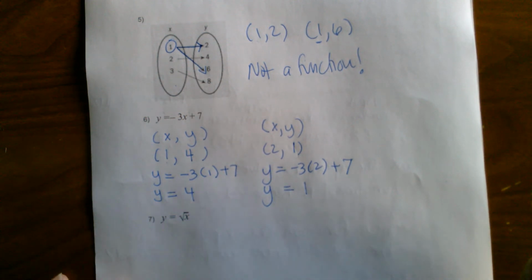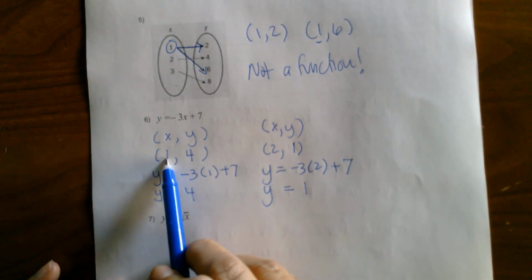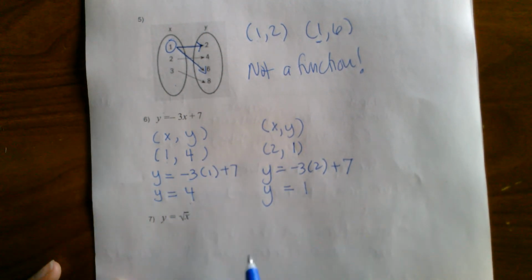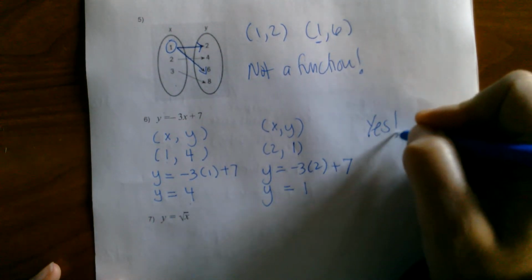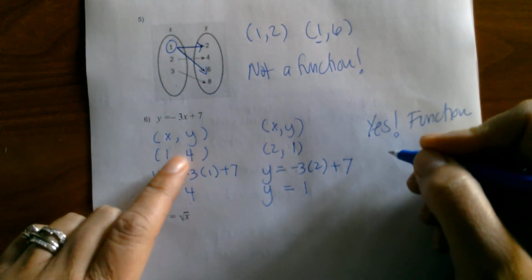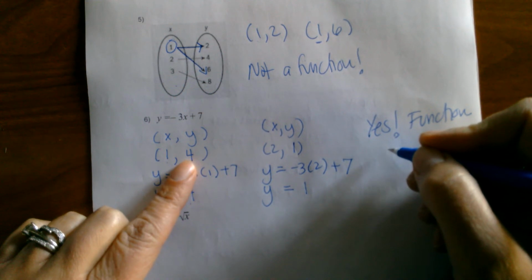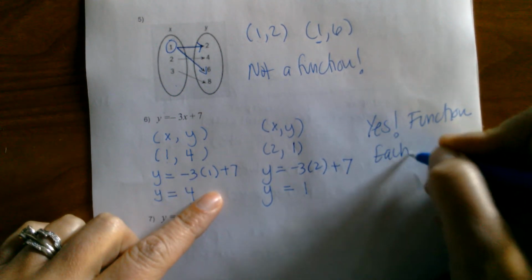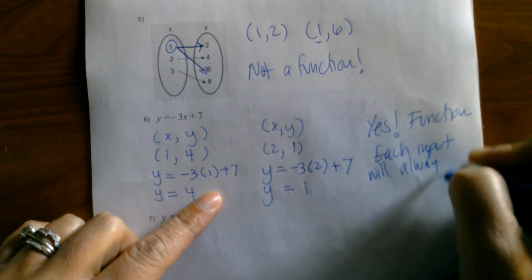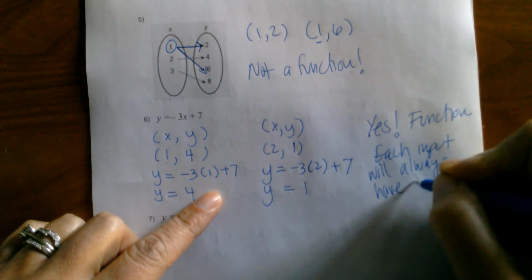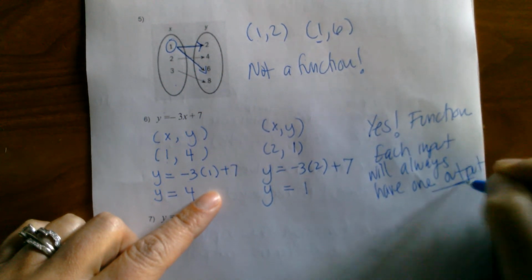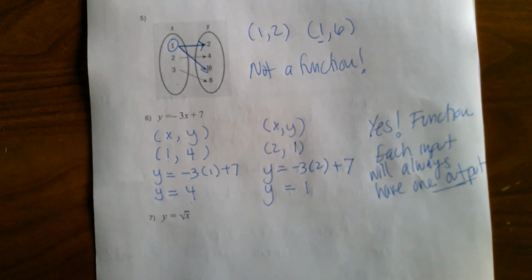So this is a function because there's no way that I can input 1 and not get 4, because this will always be the equation. So yes, function. Each input will always get out the same output. Each input will always have one output, which will be the same one every time. Okay.